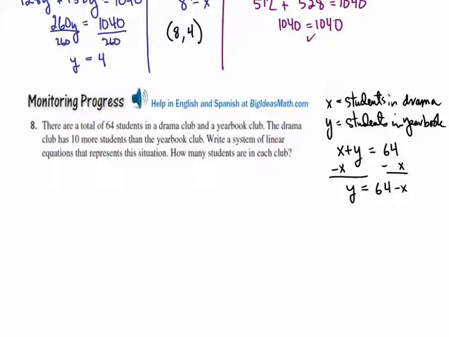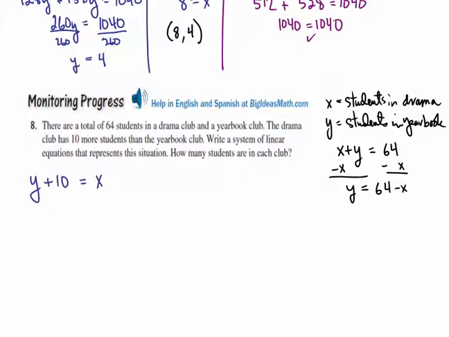So which one has less? The yearbook club has less, and in this case y is the yearbook club. The yearbook club has fewer students. There are 10 more in the drama club than in the yearbook club. So we can do this two ways. In order for the yearbook club to equal the drama club, you'd have to add 10 more to the yearbook club. So you have to think about which one is less, so which one do you need to add more to?